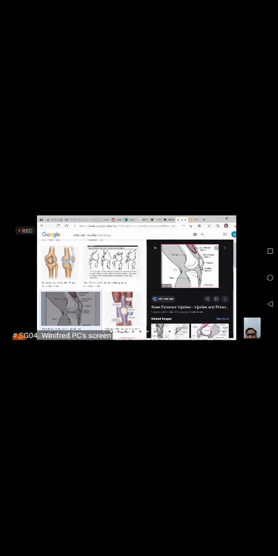So here you can see. Yeah, this is okay. So here you can see this is the extensor mechanism. Just make the picture clear, Vinny. The right side picture. Yeah. The right. Yeah. Okay. Yes.